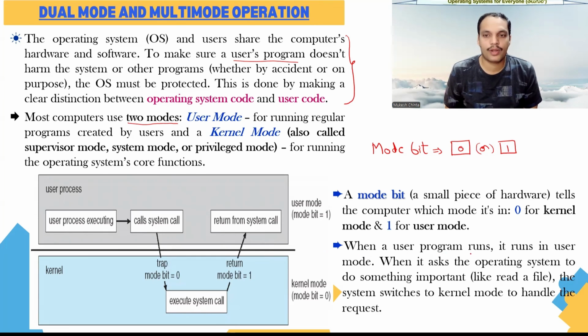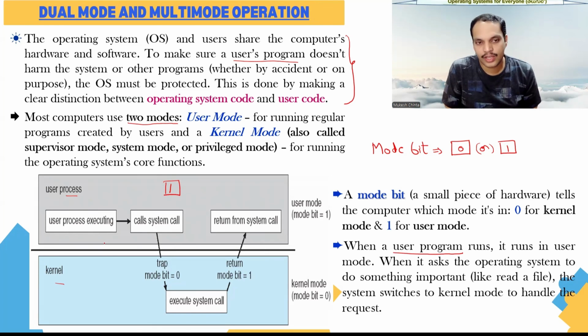When a user program runs, it runs in the user mode. So whenever you are executing a user program, the computer runs in the user mode itself. When it asks the operating system to do something important, like read a file or open a new file, whatever it might be, then the system switches to kernel mode to handle the request. Now you see, this is the user process and this is the kernel's address space. When the user process is executing, it always executes in the user mode itself. That is, the mode bit is set to 1 here.